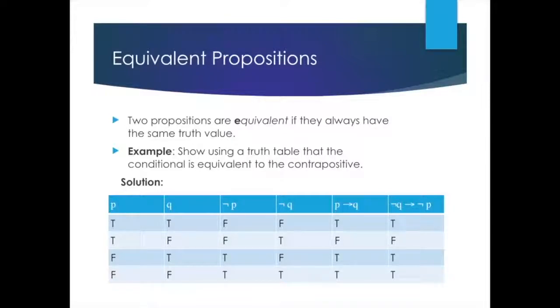True implies false is false. True implies a true is true. Now compare both of them: P implies Q and not Q implies not P together. You will find true, false, true, true here. Based on this truth table, we say both statements are equivalent because they have the same truth value in the truth table. So both statements are true.